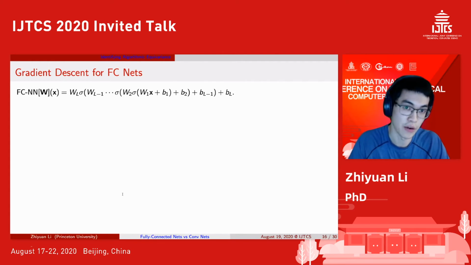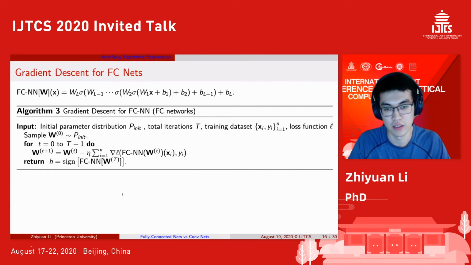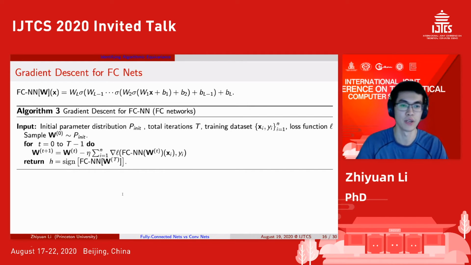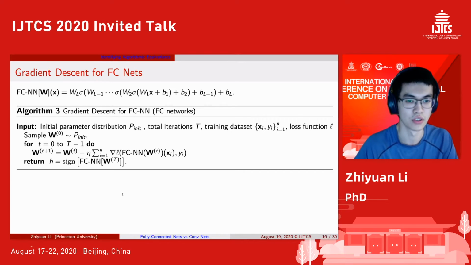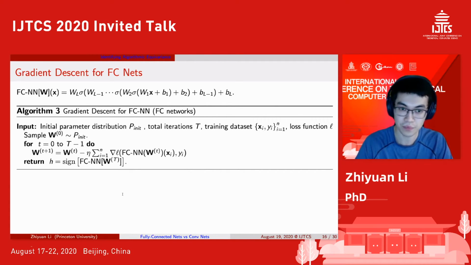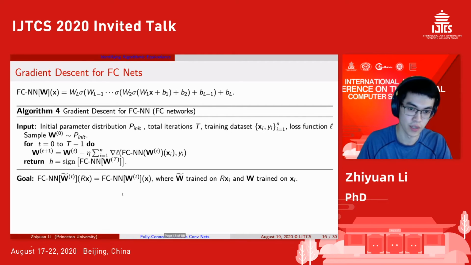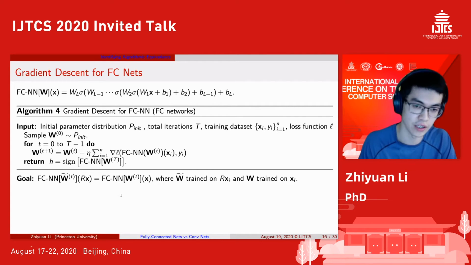Among all these iterative algorithms, we are particularly interested in gradient descent for fully connected nets, which is defined here. We first sample the weights from some initial distribution, and then we do capital T steps of gradient update, and then we output this h, which is the output of the neural network. Now our goal is to show that gradient descent for fully connected neural networks is orthogonal equivariant, which means our goal is to show this equation.